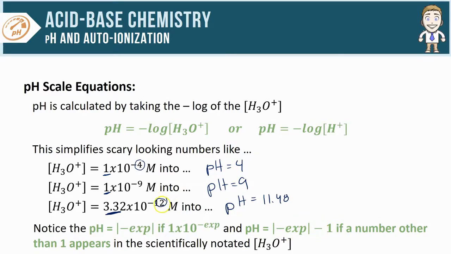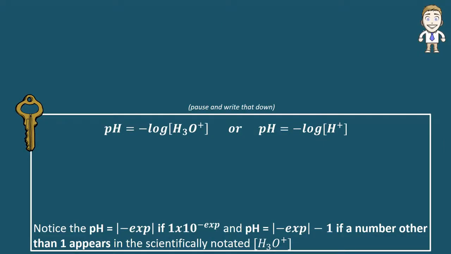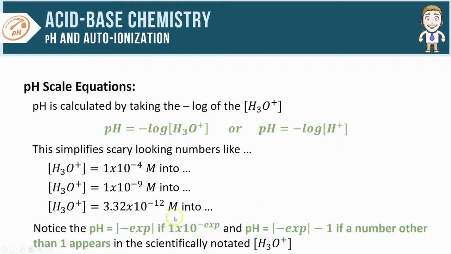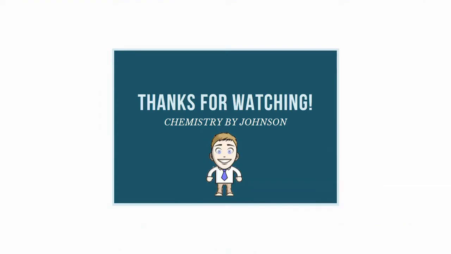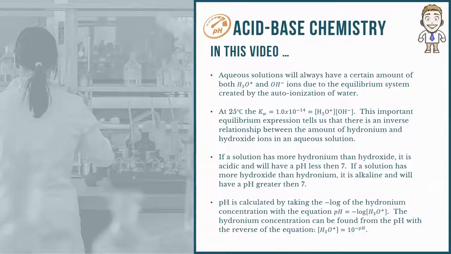You can see here the exponent was negative 12. My pH then starts with 1 less than that, 11, with some decimal. It's going to be very helpful, especially on multiple choice questions, and these make up the final key ideas of this video. Make sure to pause, take some time, and write them down. That also wraps it up for this video on pH. Thanks a lot for watching, and here is a brief summary.